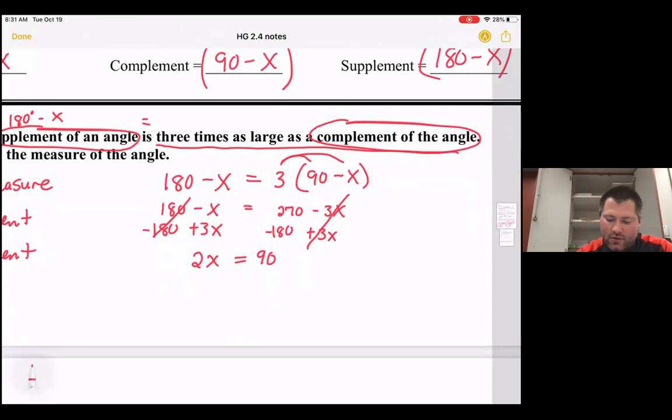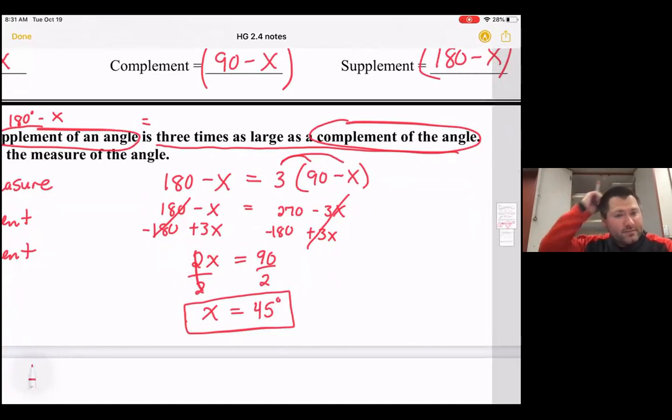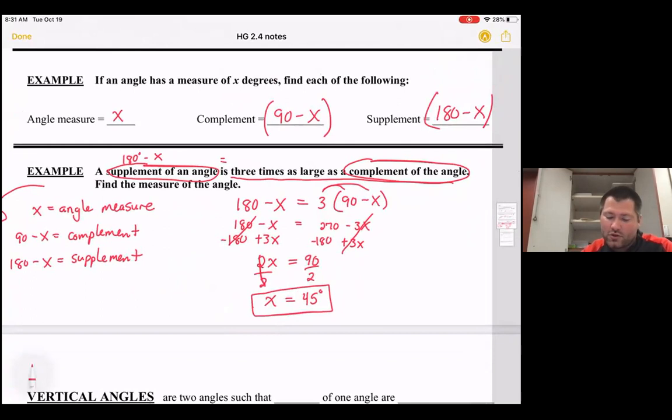Now to get x alone, you divide by 2. X equals 90 divided by 2 is 45. So 45 degrees. So how big is your angle measure? The angle measure is 45 degrees. If they asked you to find the complement, you would do 90 minus 45. And if they asked you to find the supplement, you would do 180 minus 45.